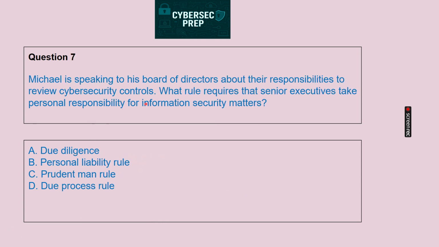Moving on to the next question. Michael is speaking to his board of directors about their responsibilities to review cybersecurity controls. What rule requires that senior executives take personal responsibility for information security matters? Options are due diligence, personal liability rule, prudent man rule, due process rule.